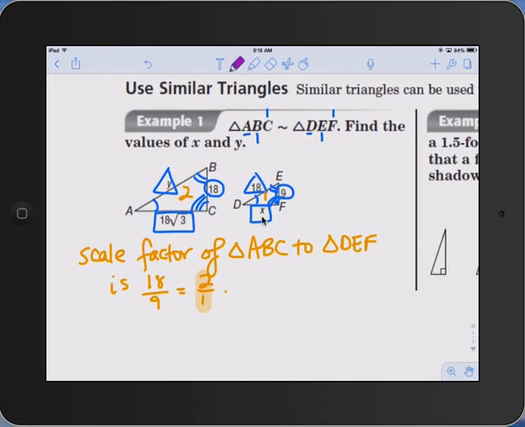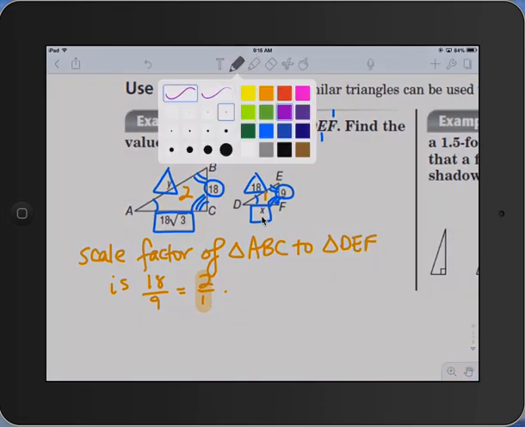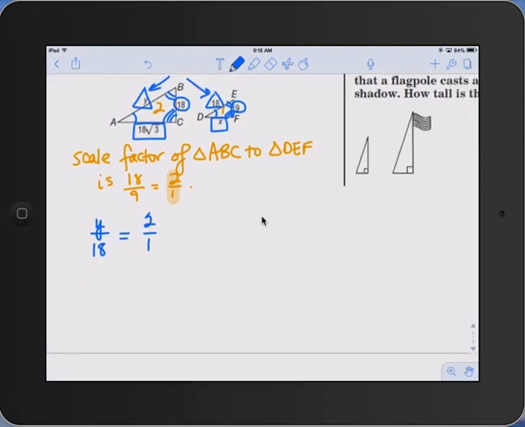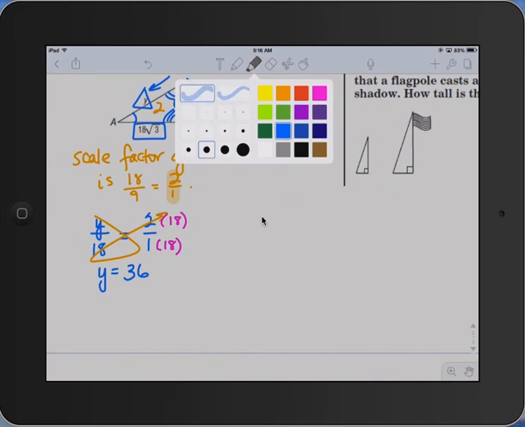All right, so it said we're supposed to be figuring out the missing sides. I think we'll go ahead and do y first. So since the scale factor is 2 to 1, I'm just going to say y is to 18. I'm using the triangles up here. Y is to 18 as 2 is to 1, which is the scale factor. Now you can either cross multiply that and just get y equals 36, or you can think, all right, 1 times 18 would convert that to a denominator of 18, which means I have to multiply the top by 18 also, and that would give us y equals 36.